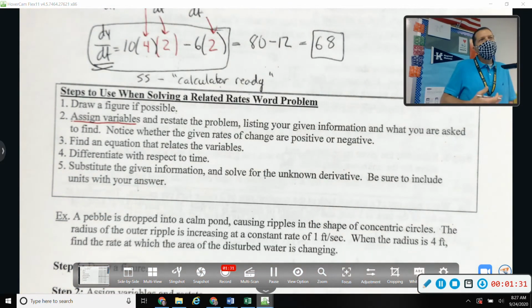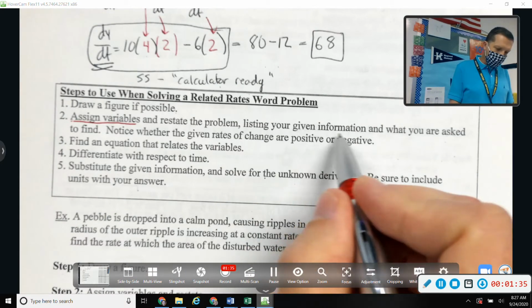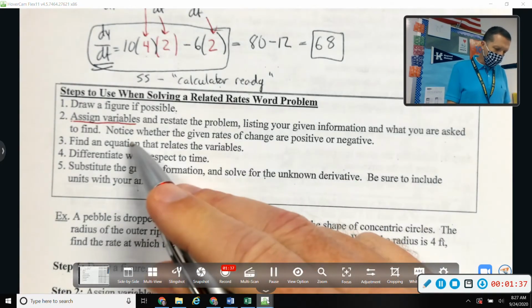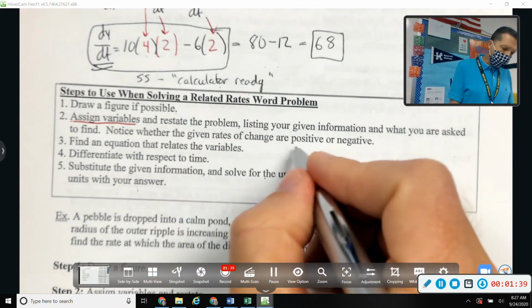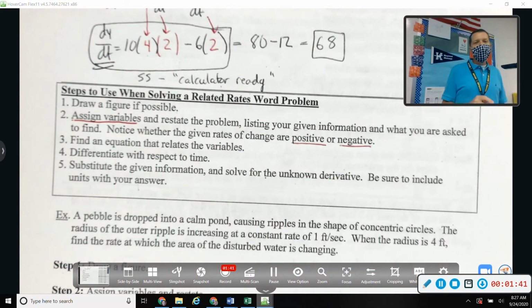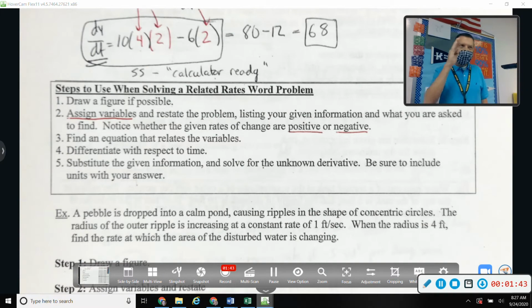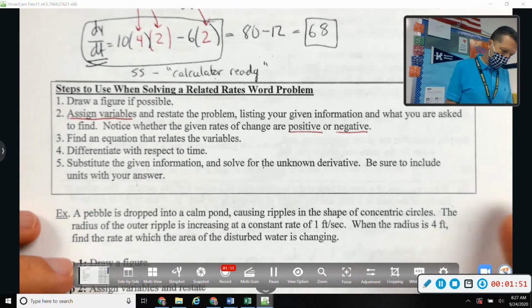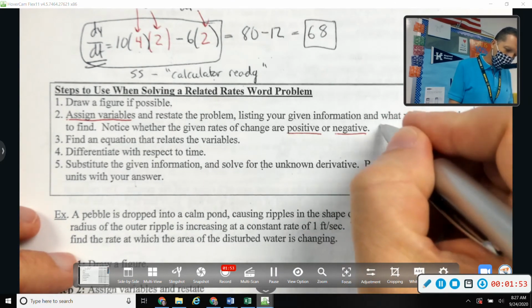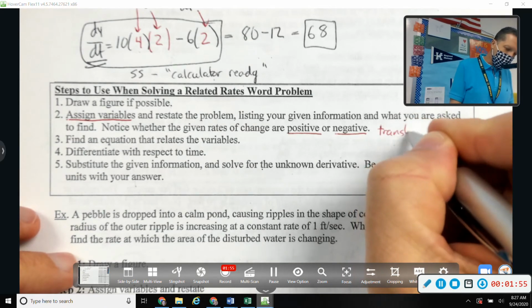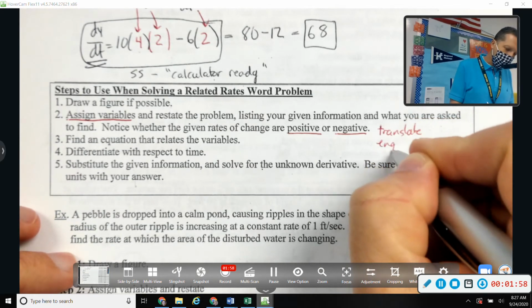They're going to give you an English problem. You're going to translate that into math, listing your given information and what you're asked to find. Be careful with the positive or negative. We had that yesterday with increases versus decreases. So it won't always say negative. It'll say decreases, and you've got to be paying attention to catch that. But all of that, number 2, I would say, is translate English into math.